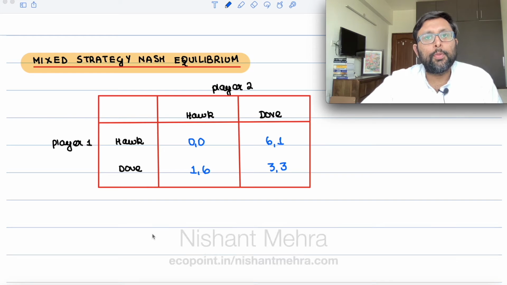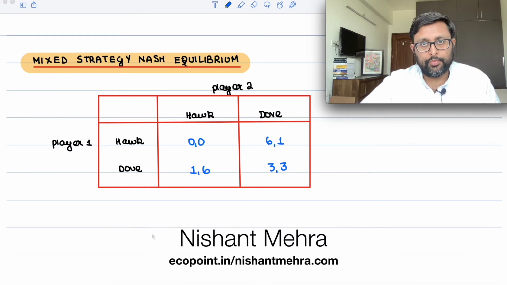In this recording, we're going to talk about mixed strategy Nash equilibrium. So let me write the definitions for pure strategy and mixed strategy in very layman language, first of all. And then we will solve this game for mixed strategy Nash equilibrium, right? Okay. So there are two players, player one and player two.